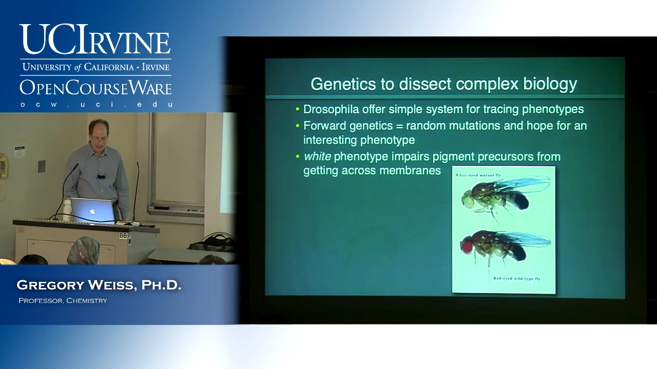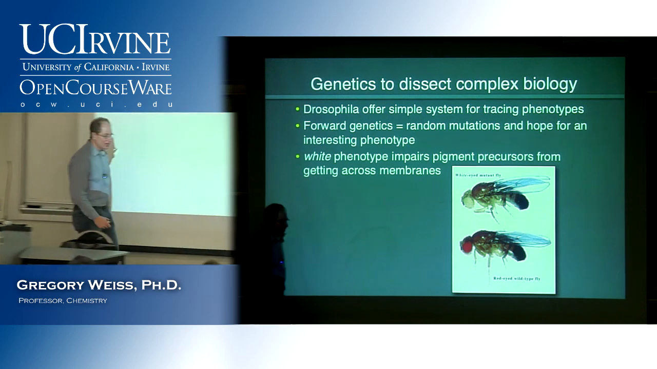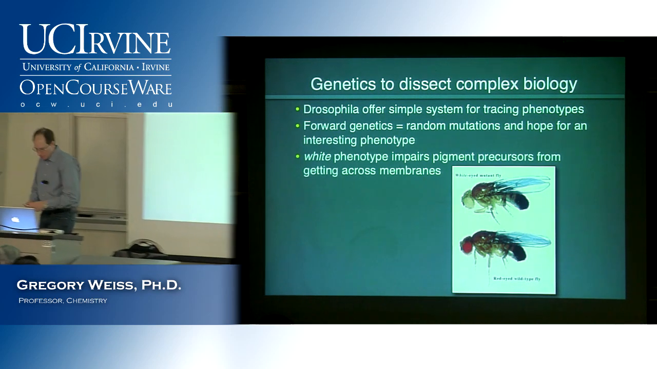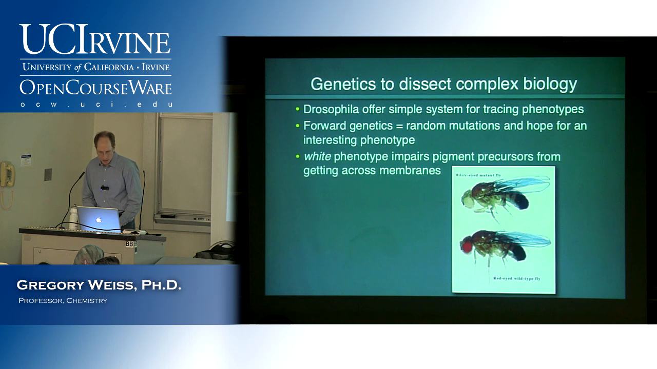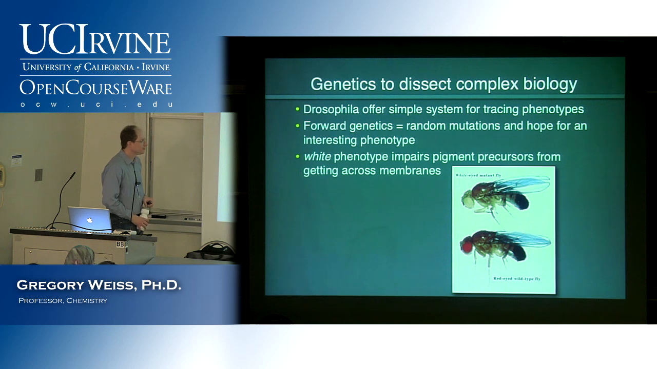Okay, before I get to that, I have to introduce a couple more terms. The first of these are terms that are taken directly from the area of genetics. The terms are forward genetics versus reverse genetics. And the best example I can give you of this is Drosophila.